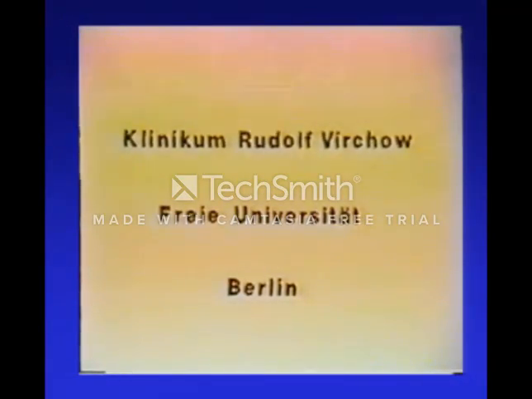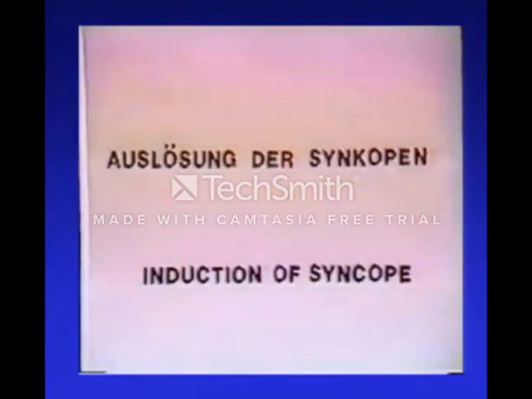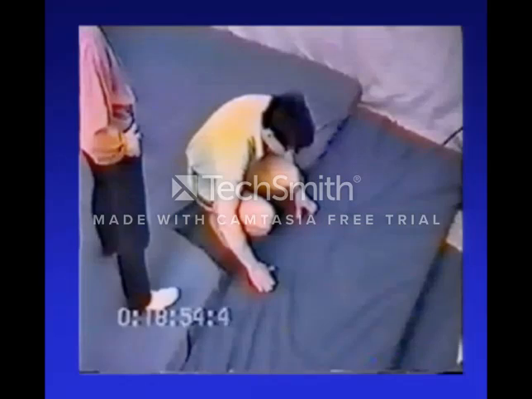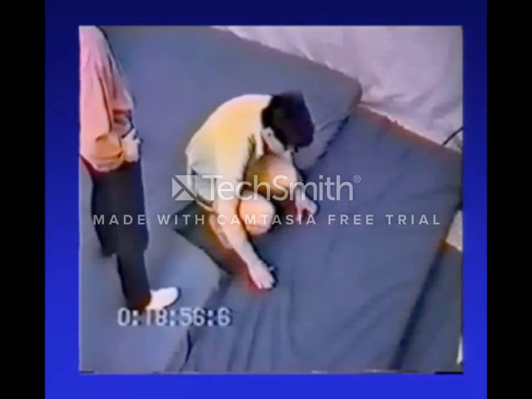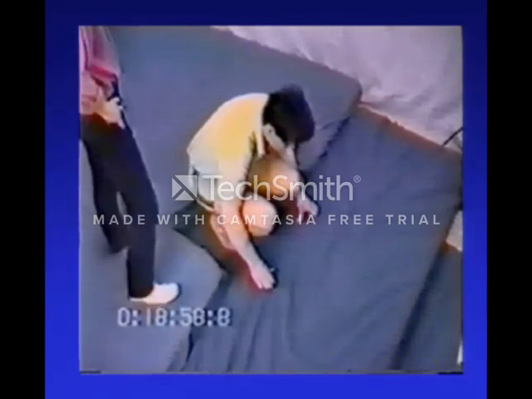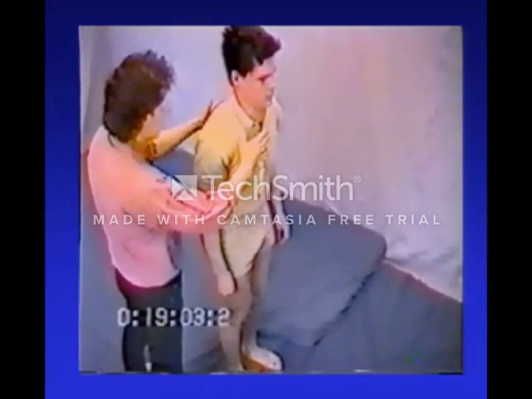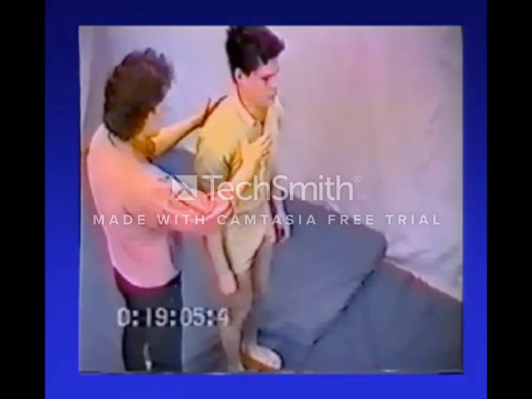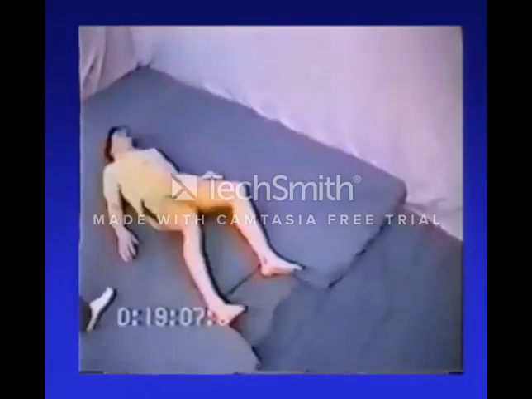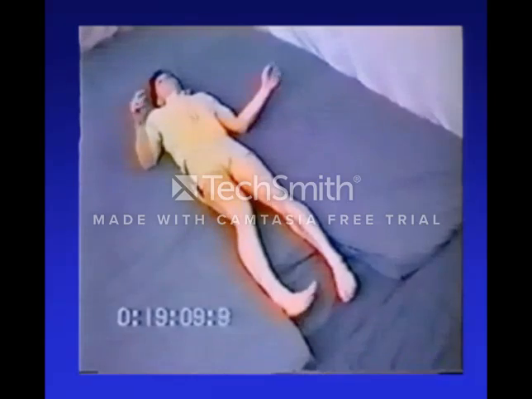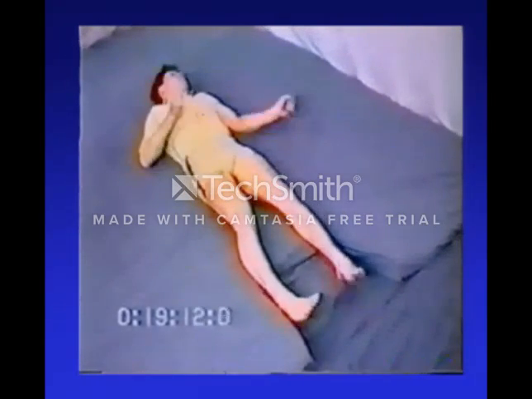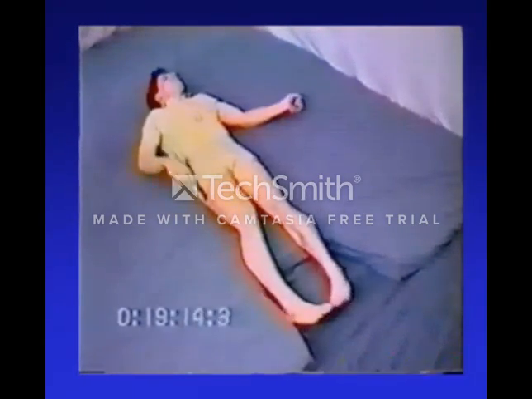Don't do it now. If you bend down on your knees and hyperventilate for a minute or so, and then quickly stand up and valsalva as you stand, you will syncopize. So here's a healthy, normal German medical student syncopizing away. There he goes. He's taking a little longer than usual. There he goes. I want you to watch on each of these patients what their movements are like.